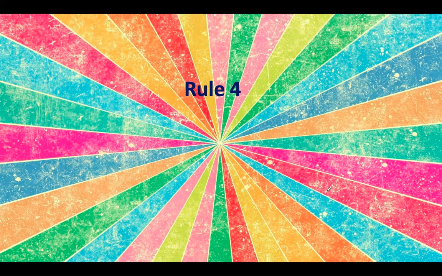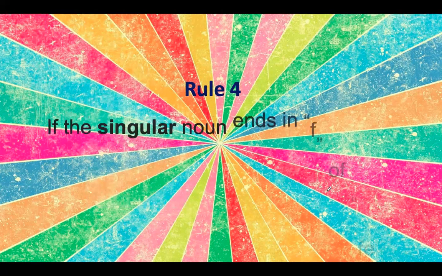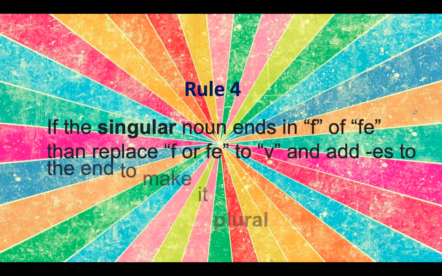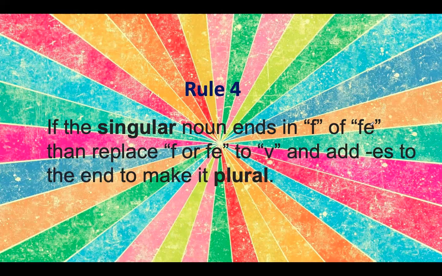Okay, now rule number 4 of changing singular into plural is if the singular noun ends in f or fe, then replace f or fe with v and add es to the end to make it plural. Okay, now if the singular noun ends on f or fe, then we have to replace f or fe with v and we have to put es in the end. Now, for example, we'll cut f and put ves in place of it.